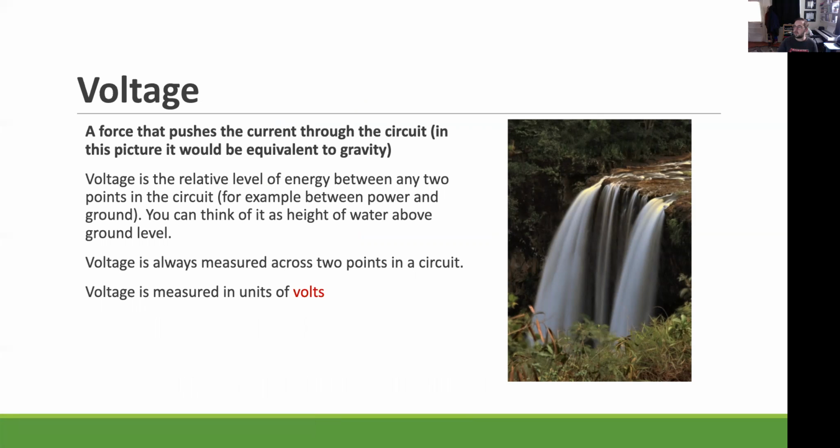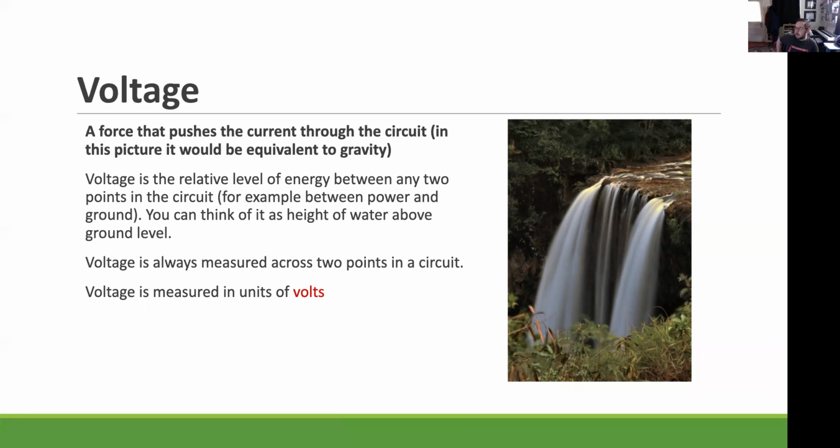So voltage is a force that pushes the current through the circuit. Keeping with that water metaphor, instead of a pump, you can see in this diagram it's a waterfall. The gravity that is pulling the water down through the waterfall would be considered the voltage of this system if it was electricity.